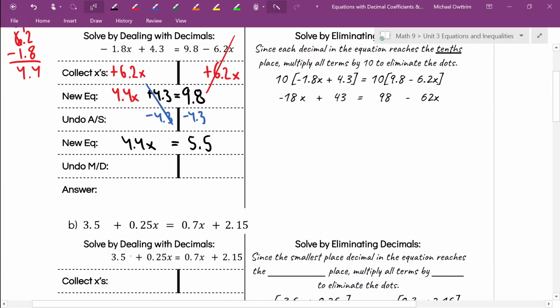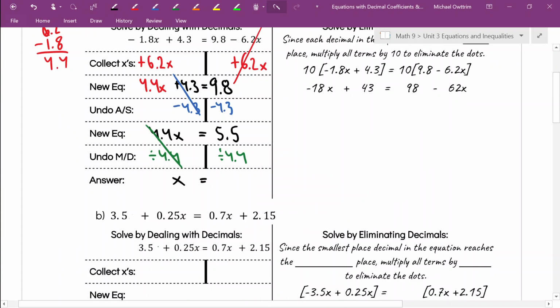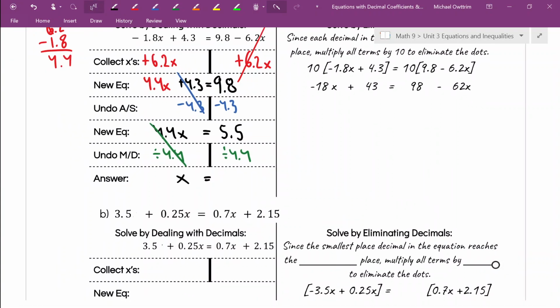Final thing we're going to undo is our multiplication and division. x is currently being multiplied by 4.4, so the opposite of that is to divide by 4.4. We'll do that to both sides. We're left with just a single x on the left, and on the right we're going to need to do our division. So let's go ahead and divide. We've got our 5.5, which we want to divide by 4.4. We're going to move those dots once, and that'll give us the problem 44 divided into 55.0.